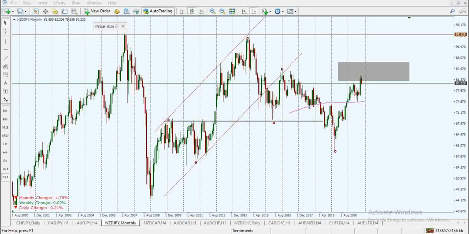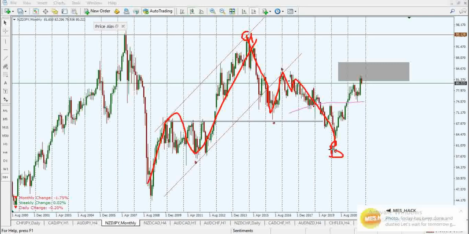And now we're looking at more of a different structure. Alright, so what I'm looking at here is a possible ABC, which could also have created an A, and possibly we are looking at a possible B here, and we could also be working a possible C to the upside. Alright, we have that possibility.